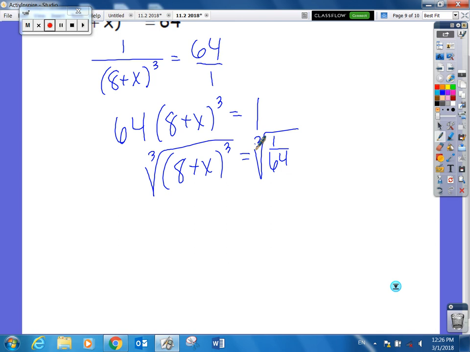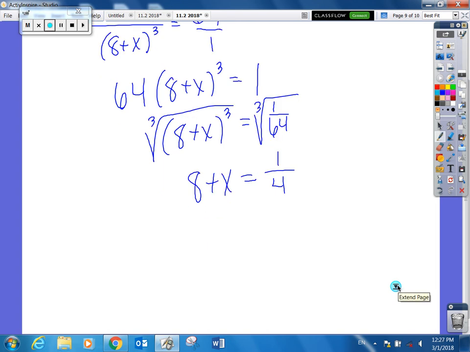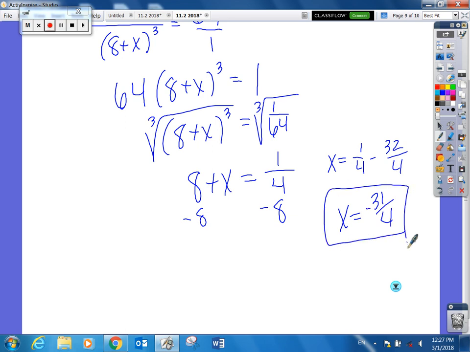And if you don't have a calculator, these are always going to be nice, perfect cube roots for you to simplify. So you end up with 8 plus x. Cube root of 1 is 1. Cube root of 64 is 4. 64 again is one of those. It's a perfect square and a perfect cube. So don't get those mixed up. And then we subtract 8. So you get x equals 1/4 minus 32 over 4. So x is negative 31 over 4. Just getting a common denominator and combining those two together.